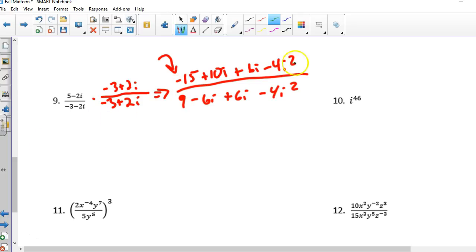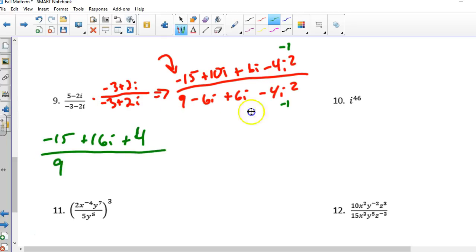But anyway, right here, i squared is negative 1. So what we get here is negative 15, combined like terms, 10i plus 6i is going to be 16i, and negative 1 times negative 4 is going to be a positive 4. Now, when you look down here, you have 9, negative 6i plus 6i, guys, that's 0. So I'm not going to write 0. And right here, i squared times negative 4 is positive 4, okay?